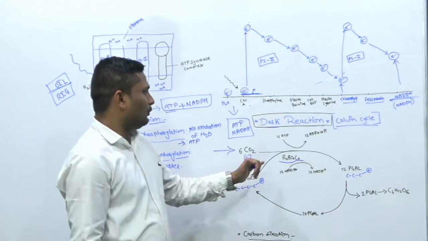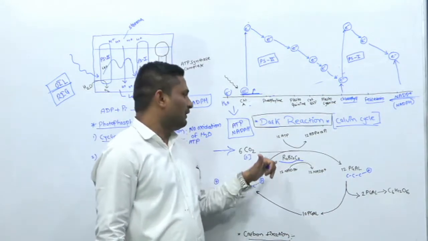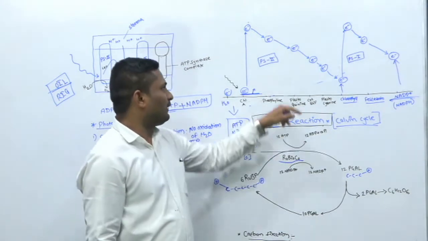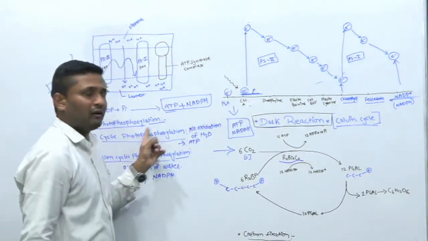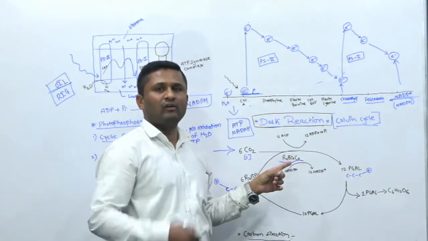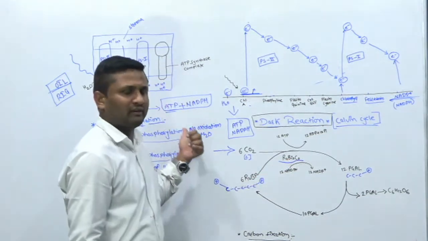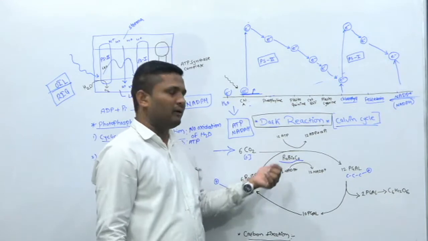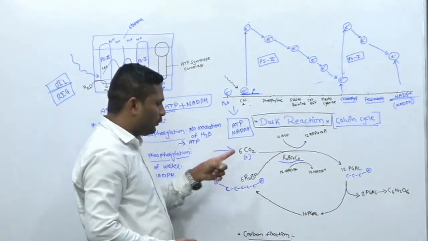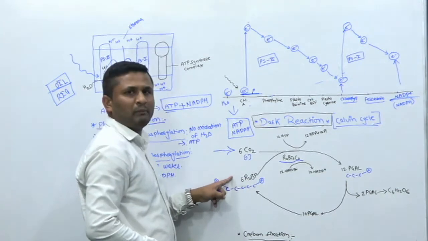Rubisco is ribulose bisphosphate carboxylase. Here we have seen the phosphorylation. Now here we are seeing the carboxylation, addition of carbon. Here addition of phosphate we have seen, and here addition of carbon. See, the carbon from carbon dioxide is going to add with this RuBP molecule, and we will get 12 molecules.